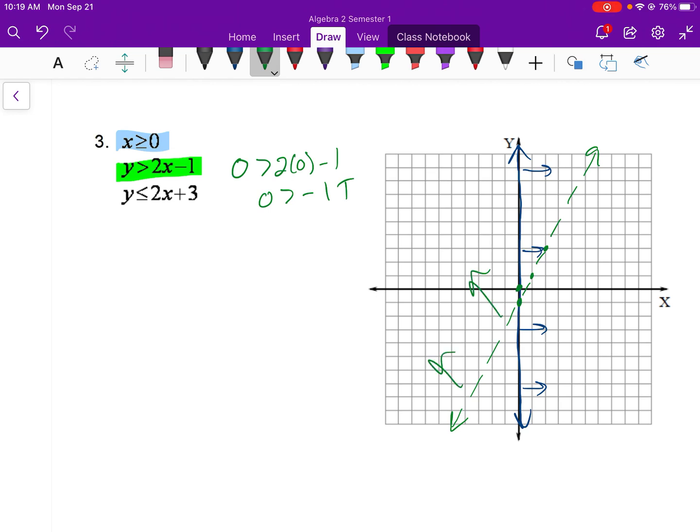Now, you can go ahead and draw the arrows over here, but I know that the overall shading in the end won't be there. So I'm just going to do it in the area where it will be shaded. So as of right now, the only possible shading is that little triangle in quadrant 1. Now we still need to do the third inequality. We've got plus 3 as our y-intercept, slope of 2. Greater than or equal or less than or equal to, so a solid line.